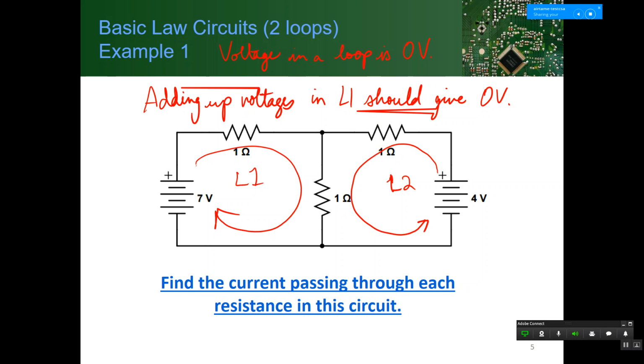All right. So we'll see. We'll add 7 volts, and then we'll drop a few volts, and we'll drop another few volts, and then that'll complete our loop. And that loop should give us a total of 0 volts. Okay?